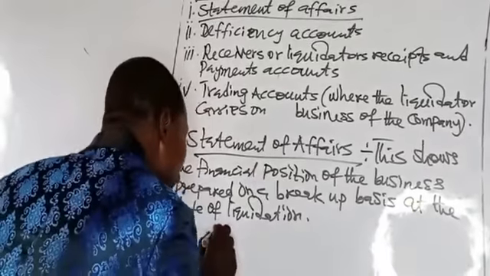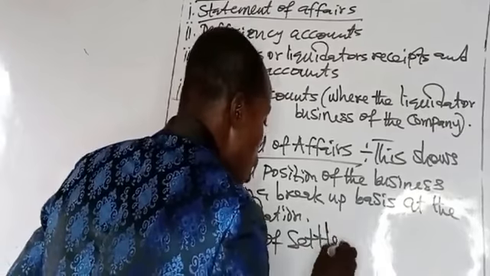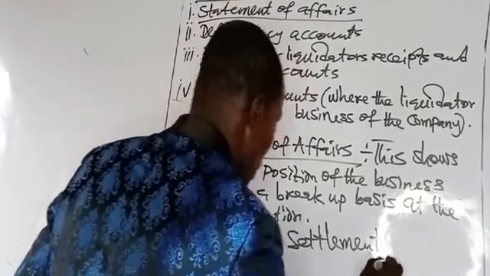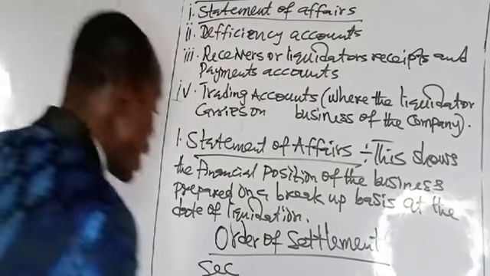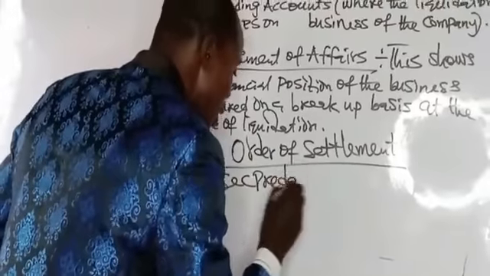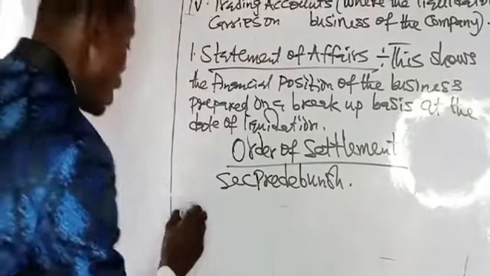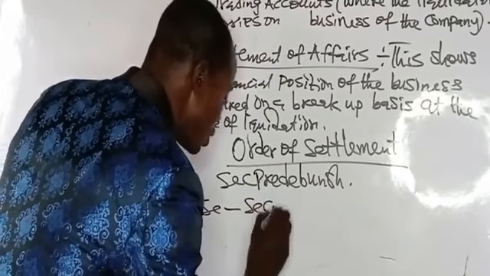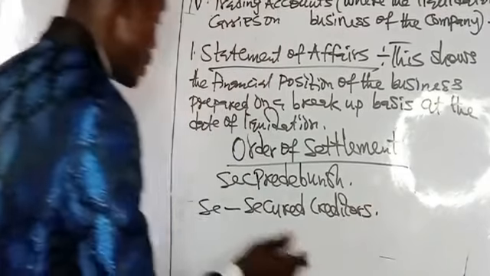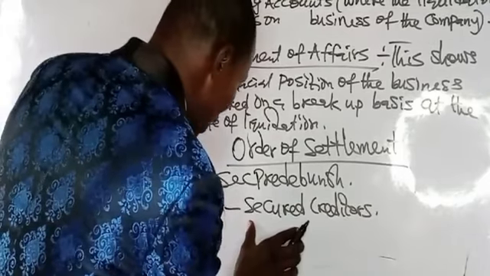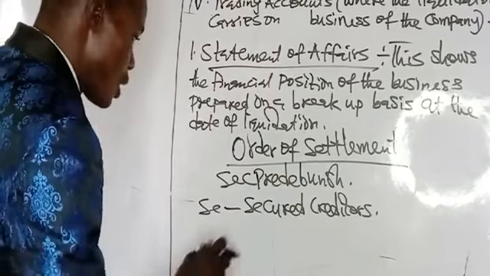This is the order of settlement on liquidation. For the order of settlement, I am going to use this acronym, SEC, pre-debauch. SE stands for secured creditors. I've explained what this means: creditors that are pledged on specific assets of the company.